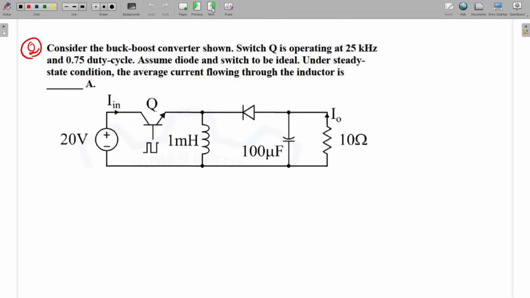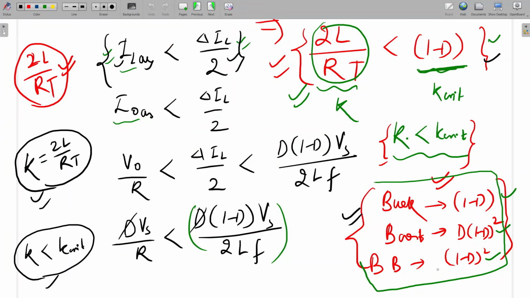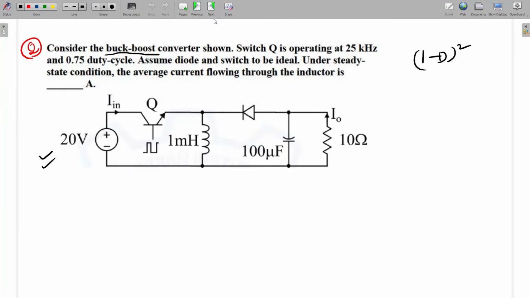So coming to the next question, can anyone tell whether this will be working in continuous or discontinuous? This is a buck boost converter. So for buck boost, what is the K critical? It will be (1 minus D) square. Already I have written here. For buck boost it will be (1 minus D) square, for boost it will be D into (1 minus D) square. So here K critical is (1 minus D) square. Can anyone tell whether it will be a continuous or discontinuous conduction mode?